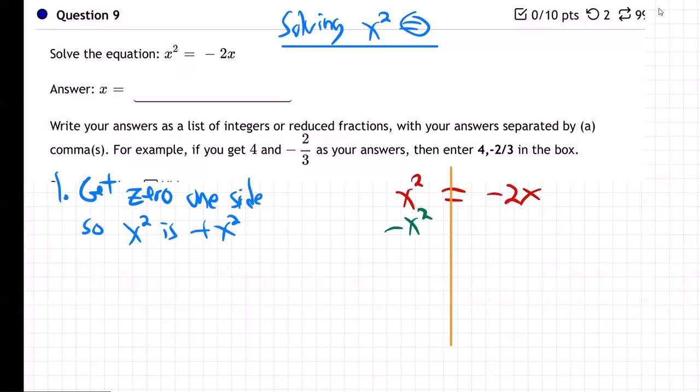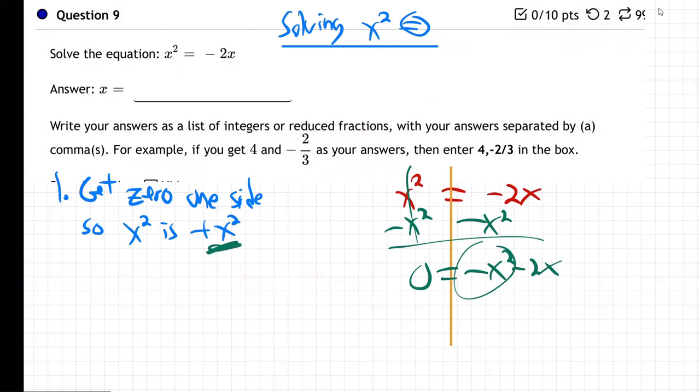You don't want to do this. This is what you don't do. You go boom, 0 minus x squared minus x. That's going to be hard because your x squared is negative. You want your x squared to be positive, not negative. So don't do it that way. Instead, do it the other way.